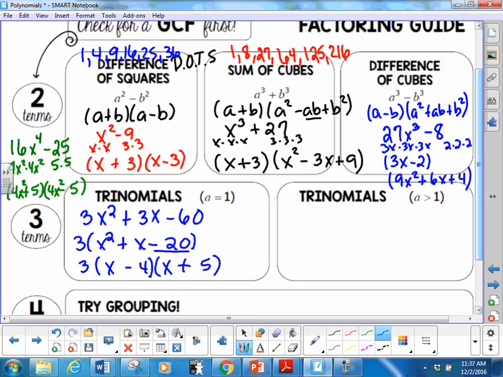Now, if the leading coefficient is not 1, you probably need to use the box method, because it'll eliminate all that trial and error. So let's just look at one like that: 2x squared plus 15x minus 77. Common factor? No. Okay, this one's going to be fun.